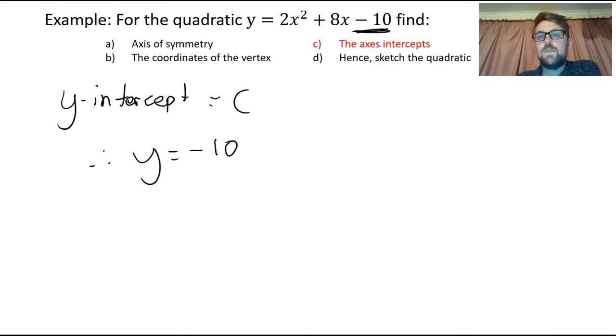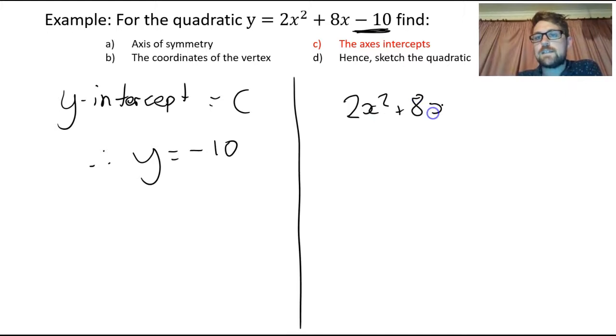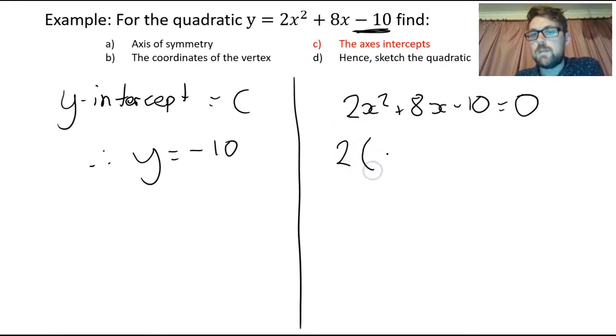So what we have to do is take our quadratic. So let me just split this in half. 2x squared plus 8x minus 10, and we have to set it equal to 0. Now the first thing I'm going to do here is notice that there's a common factor of 2 in each of these terms a, b, and c. So I'm going to remove 2, and I'm left with x squared plus 4x minus 5 equals 0.